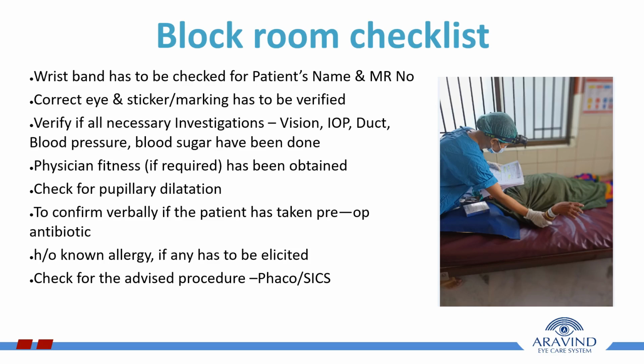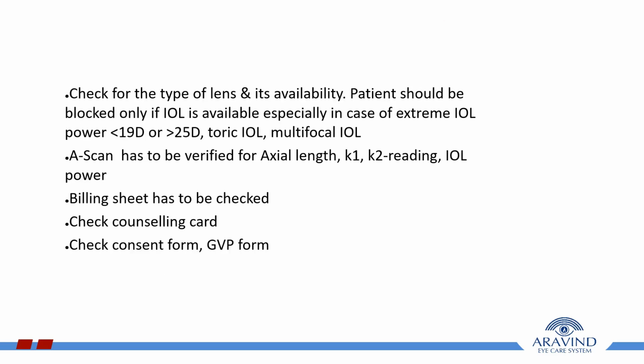Check for the advised procedure. It's phaco or SICS. Check for the type of lens and its availability. Patient should be blocked only if IOL is available, especially in case of extreme IOL power less than 19 diopter or more than 25 diopter, toric IOL, multifocal IOL. A-scan has to be verified for axial length, K1, K2 reading, IOL power, billing sheet has to be checked.